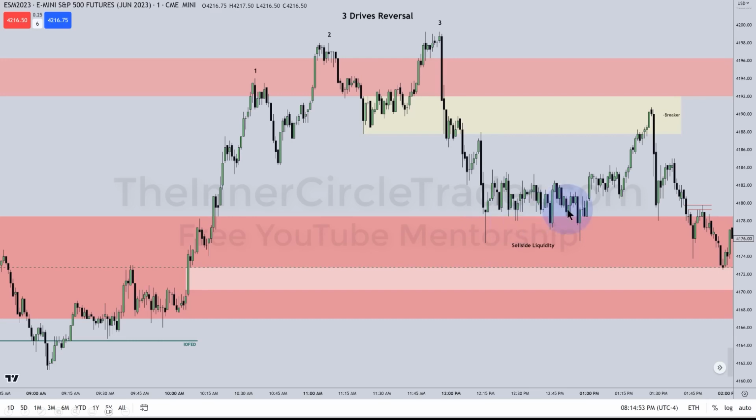Then it creates a consolidation. Is that surprising? No. What time of the day is it? It's New York lunch. So what is it doing? It's creating relative equal lows and then it rallies. What is that going to entice traders to think? That's support. So any long holders, they're going to chase that.